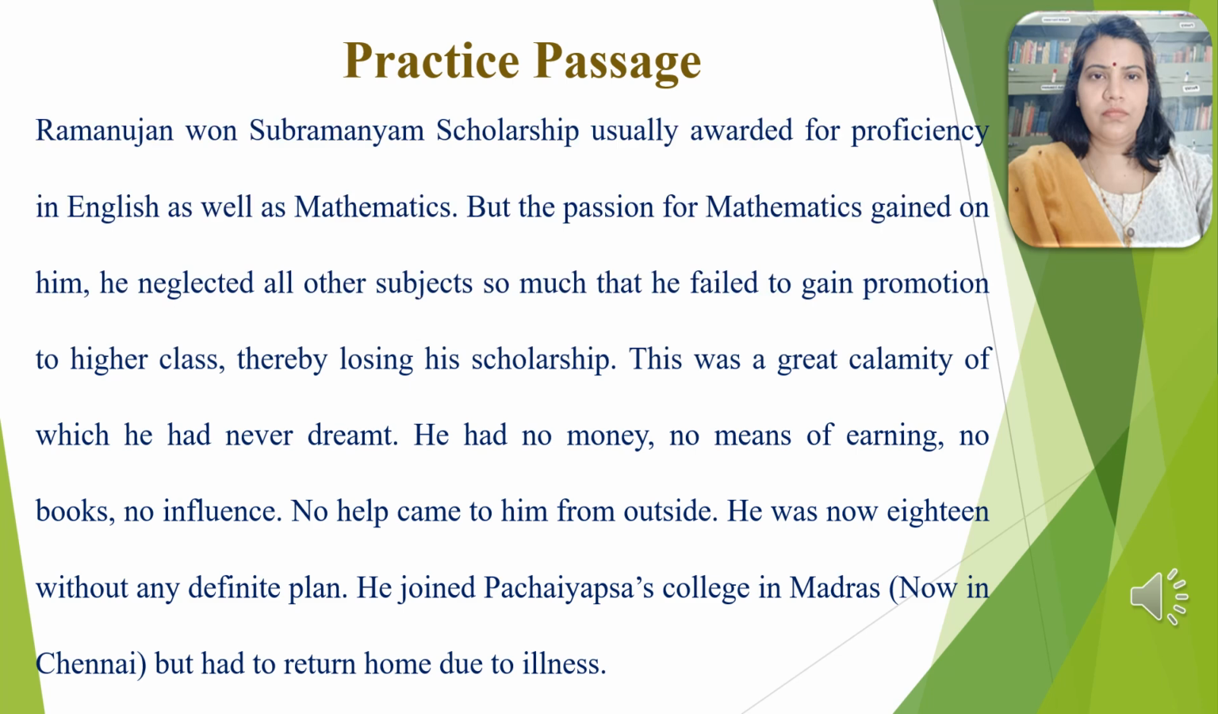Ramanujan won the Subramaniam Scholarship, usually awarded for proficiency in English as well as mathematics. But the passion for mathematics gained on him. He neglected all other subjects so much that he failed to gain promotion to a higher class, thereby losing his scholarship. This was a great calamity of which he had never dreamed. He had no money, no means of earning, no books, no influence. No help came to him from outside. He was now 18 without any definite plan. He joined Pachiappa's College in Madras, now Chennai, but had to return home due to illness.